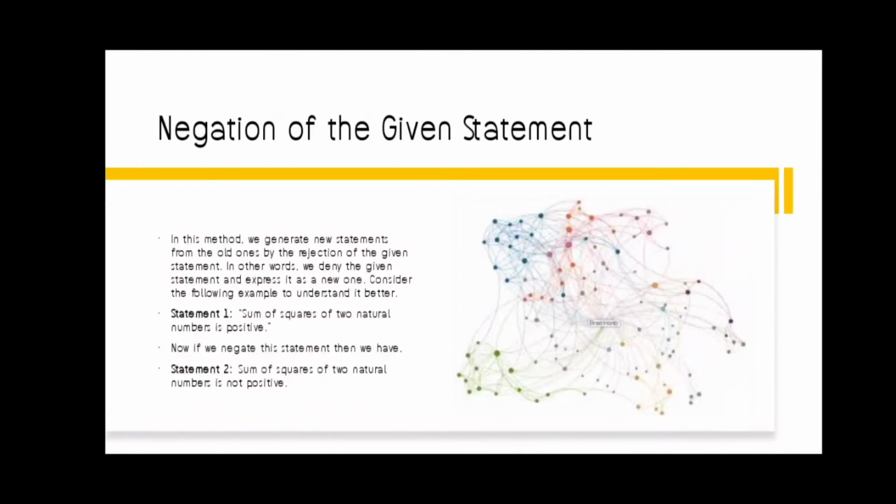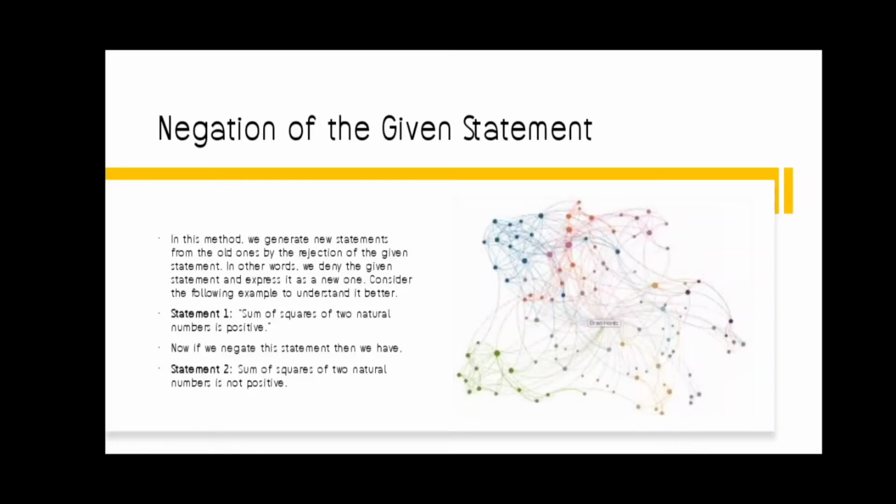In this method, we generate new statements from the old ones by the rejection of the given statement. In other words, we deny the given statement and express it as a new one. Consider the following example to understand it better. The sum of the squares of 2 natural numbers is positive. Now, if we negate this statement, then the sum of squares of 2 natural numbers is not positive.